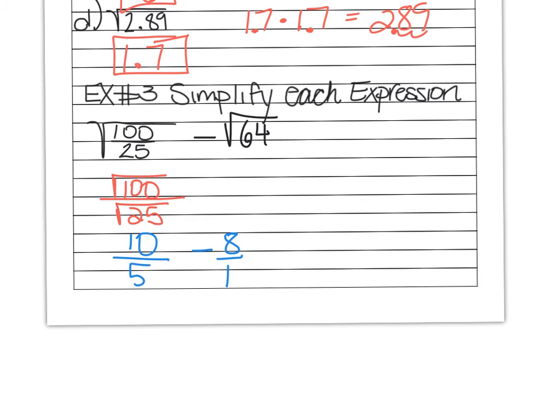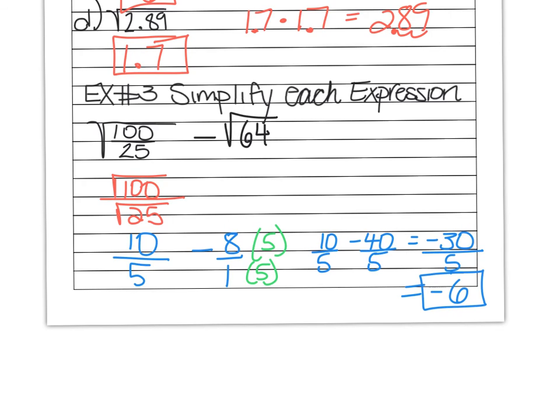I'll have to get a common denominator here in order to go ahead and subtract them. So I'm going to have 10 over 5 minus 8 times 5 is 40 over 5. So I get negative 30. 10 minus 40 is negative 30 over 5, which reduces to be negative 6. 5 goes into 30 6 times.